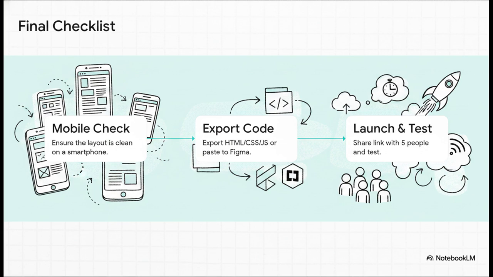Next, export. You can actually export the front-end code, the HTML, CSS, and JS, right out of the tool. That's your foundation. Or if you want, paste it straight into Figma for more professional tweaking. Finally, launch and test. Get that code hosted, share the live link with 5 people, and put that 5-second rule to a real-world test.